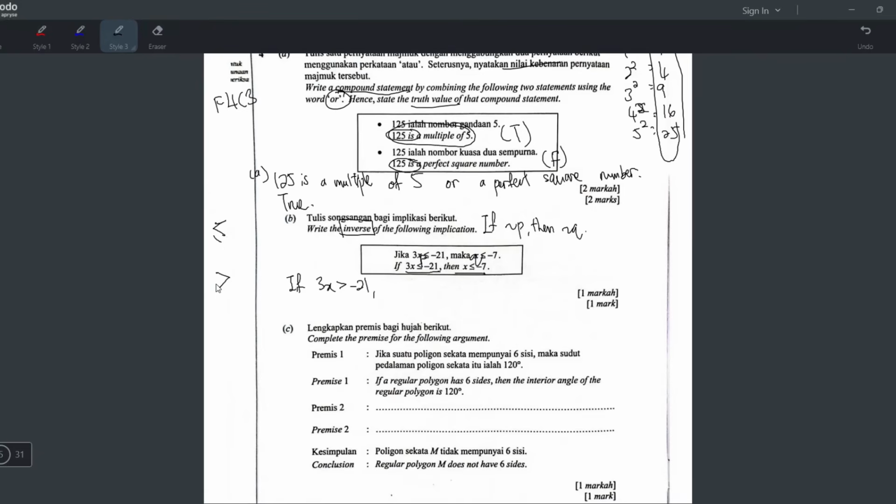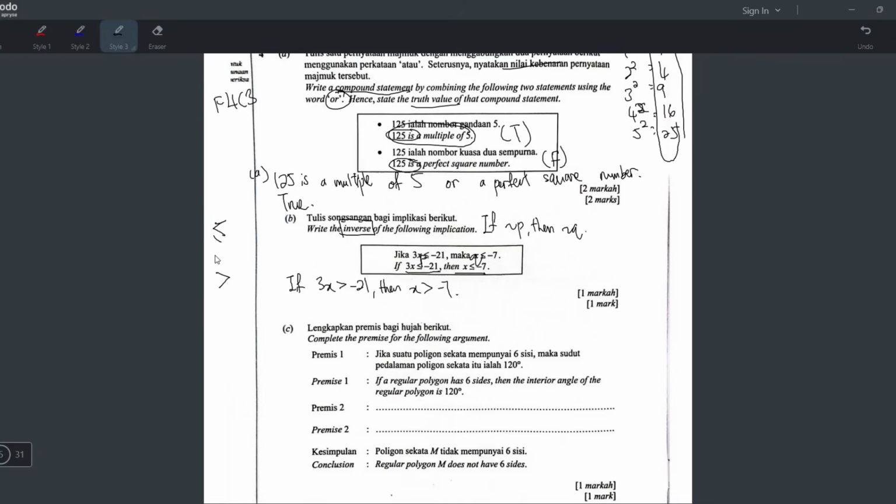So for symbol, you have to know for this symbol, the negation will be this symbol. Smaller equals, the opposite, or you can say the negation, the lawan is bigger. That's why I write bigger here. Same with this. Then, okay, x smaller equals negative 7. We're doing the negation, but we have to use the symbol. So what is the symbol? The negation symbol for smaller equals will be bigger lah. Yeah, so make sure you know that. Smaller equals, the negation is bigger.